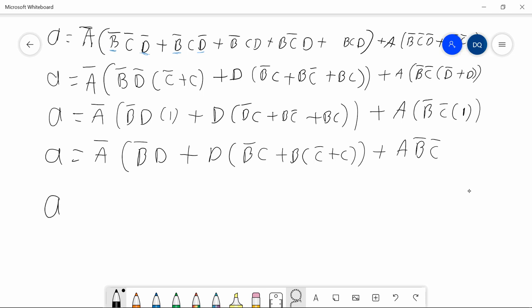So now I've got A and A is not A, not B and D, or D. And, well, I'll be able to pull D out as a common factor of each of those, it looks like.